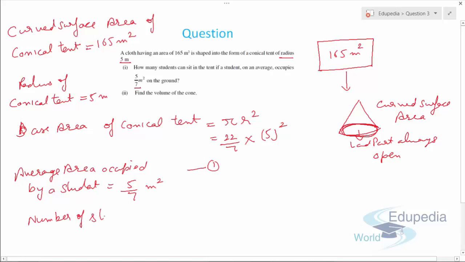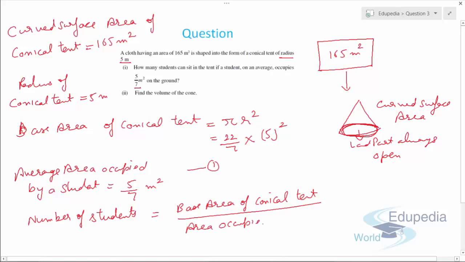So we can say now number of students will be equals to base area of conical tent upon area occupied by a student, right? So this will be, now base area is 22 by 7 times 5 square upon 5 by 7.